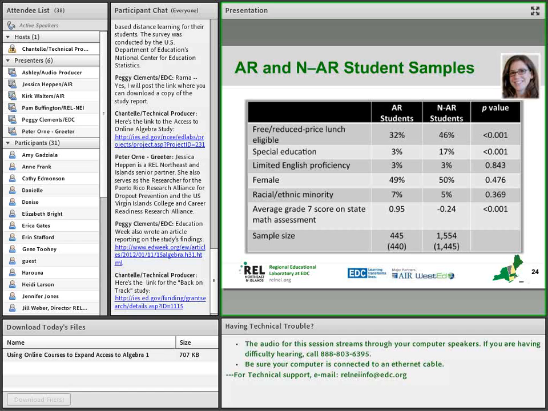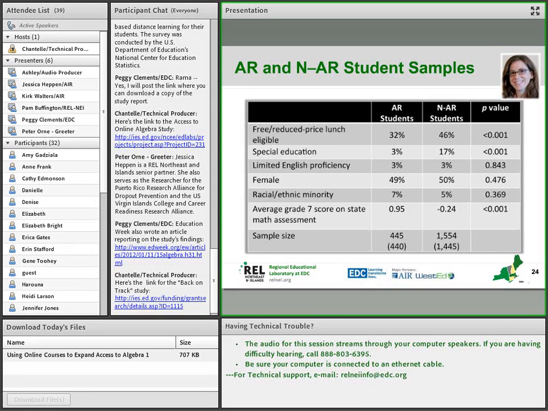Here is some descriptive information about the Algebra Ready and the non-Algebra Ready student samples. The Algebra Ready students, about 1/3 were eligible for free and reduced price lunch. You can see that a relatively small percentage were participating in special education programs or had limited English proficiency. Skipping to the second from the bottom row, you can see that the average grade 7 score, so this is their state assessment score on the mathematics test the year prior to the study, is 0.95. What that means, that's a standardized score because Maine and Vermont at the time used different assessments.